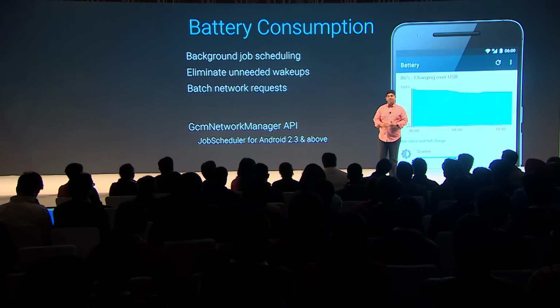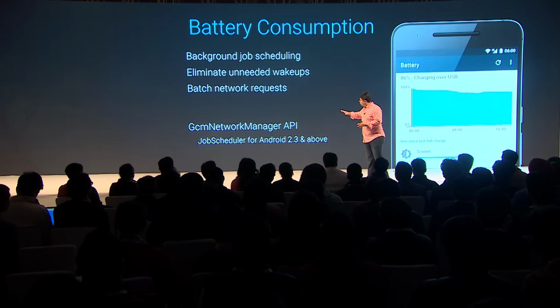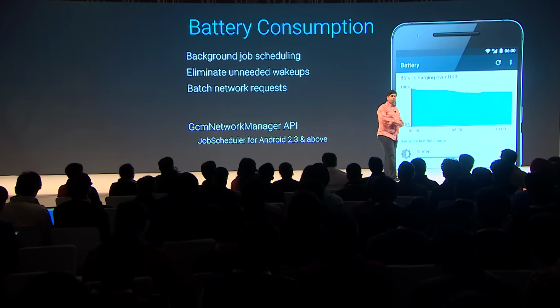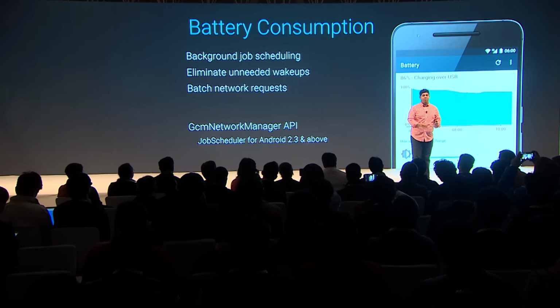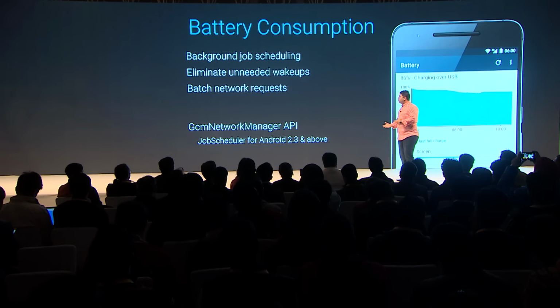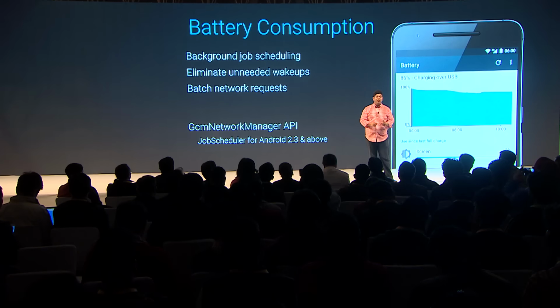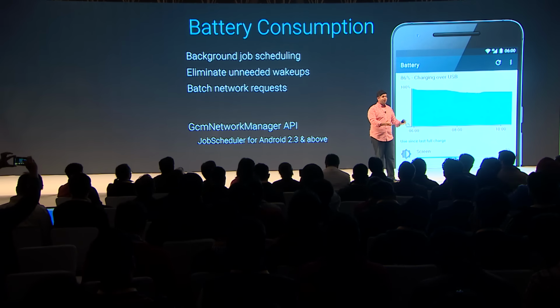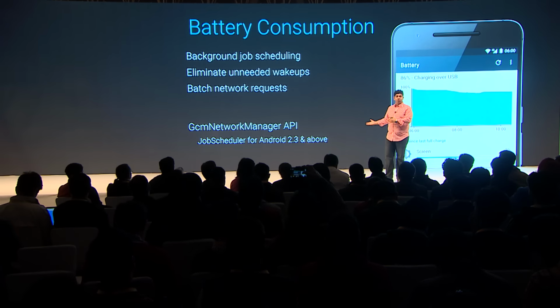But I know what you're saying. I don't want to just run on Lollipop. I want to support all my users. The GCM Network Manager API is part of Google Play Services, and it is JobScheduler for Android 2.3 and up, for Gingerbread and up. Don't be fooled by the fact that it's called GCM Network Manager. This is not a Google Cloud Messaging API. It literally is for scheduling your jobs.